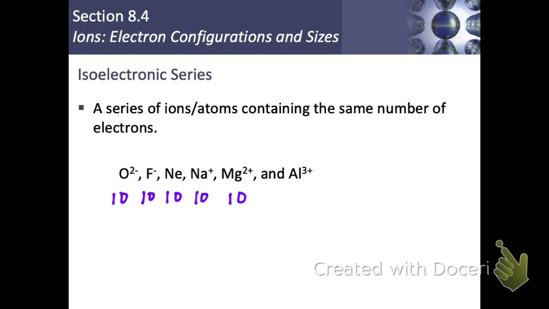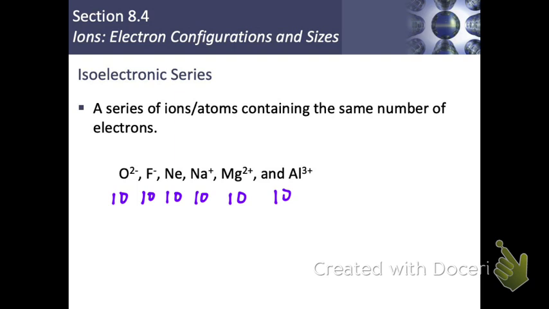All of these things are considered isoelectronic because they have the same number of electrons. Right? No matter the proton configuration or their different element types, they are considered isoelectronic because the number of electrons that they have are the same.